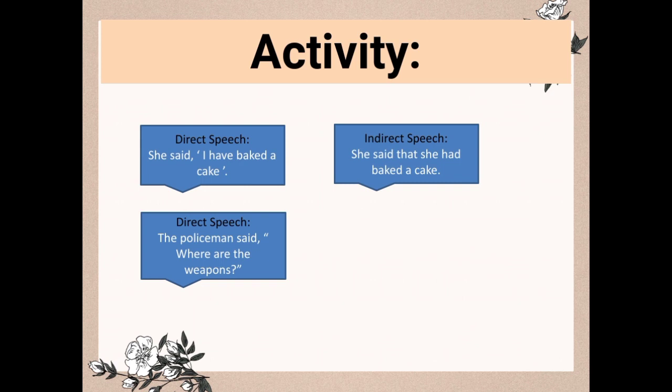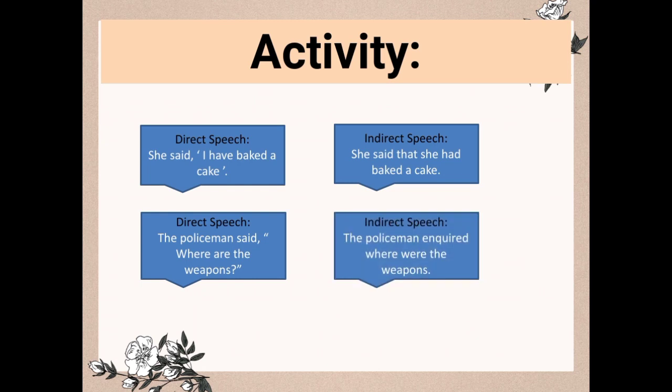Okay, very good. Next, the policeman said, "Where are the weapons?" So this is an interrogative sentence. So what will be the indirect speech? Okay, let's see. So the indirect speech: the policeman inquired where the weapons were. Did you get it right?